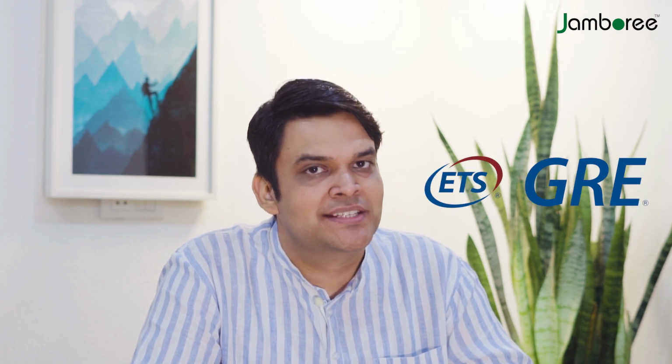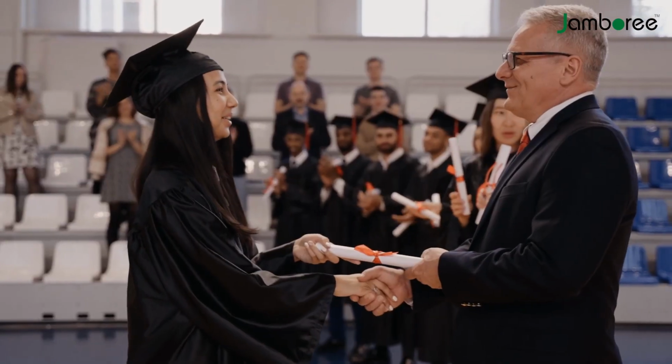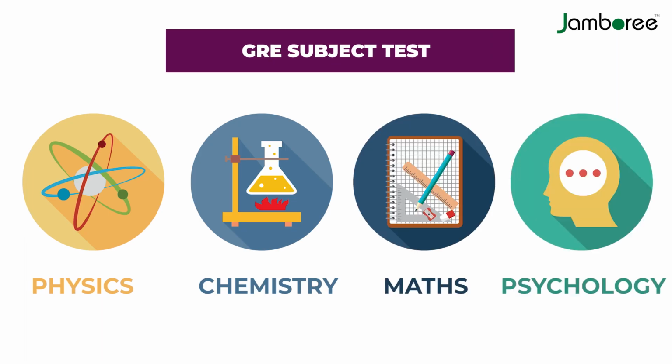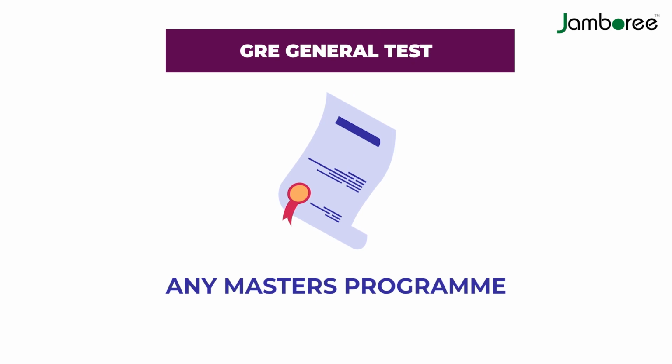Before we start with the exam pattern, let's talk about what exactly the GRE exam is. GRE is a standardized test which is widely used by grad school admissions in the US and Canada. This is one of the key requirements when you apply for Masters and MBA programs. There are two types of GRE exams. One is the GRE General Test and one is the GRE Subject Test. The GRE Subject Test is specially taken by those students who want to specialize in physics, chemistry, maths and psychology. The GRE General Test is taken by all the students who want to apply for any Masters program.